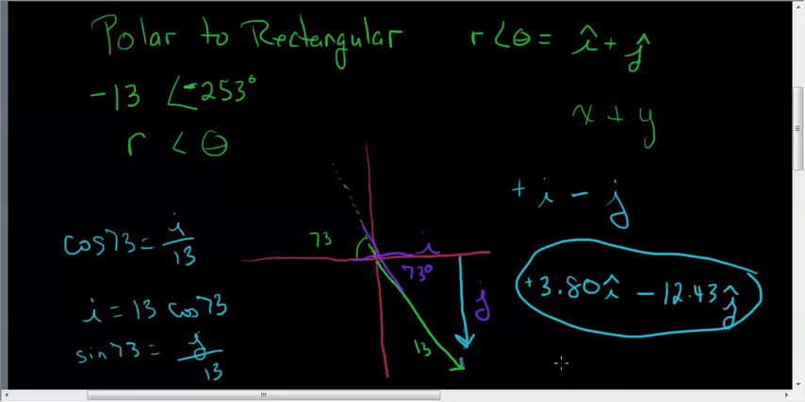I'm okay if you call it 3.80 in the x and negative 12.43 in the y, but you have to make sure you're including that negative sign. The only way you come up with a negative sign is recognizing which quadrant it is, which requires a sketch.